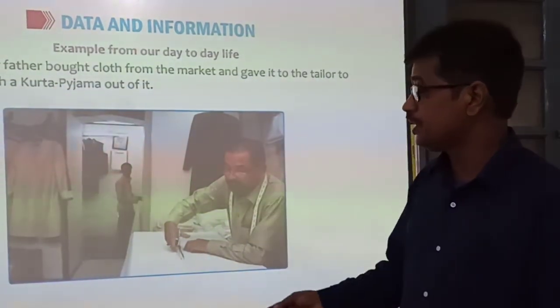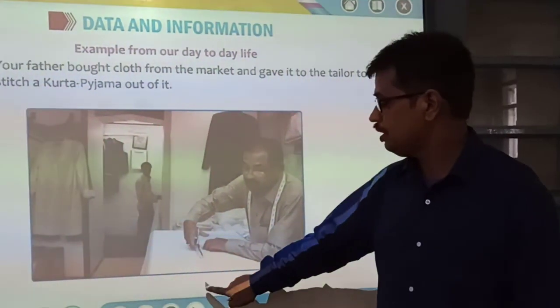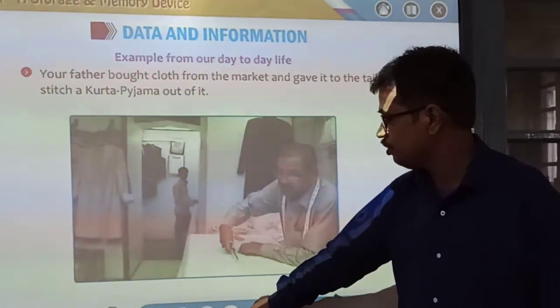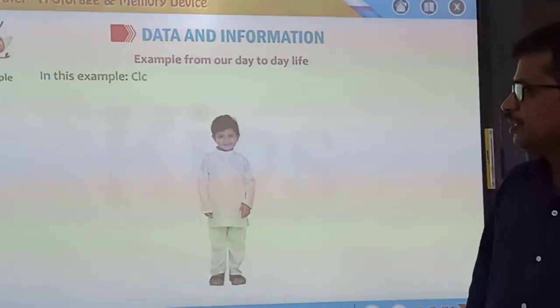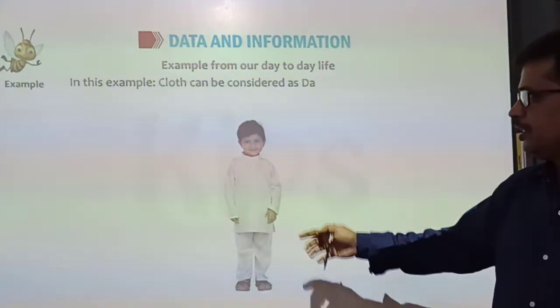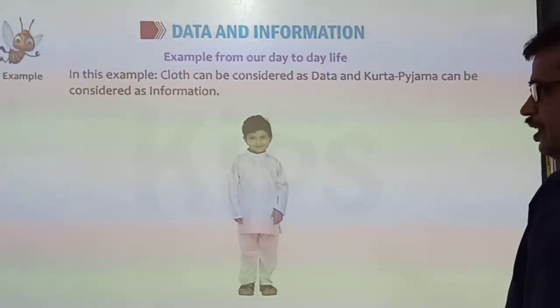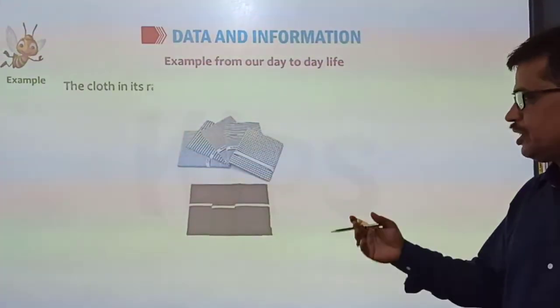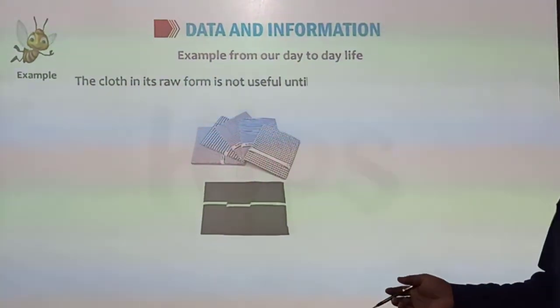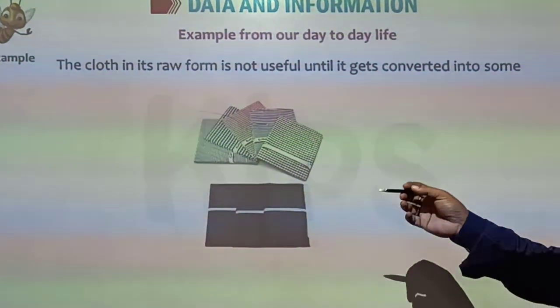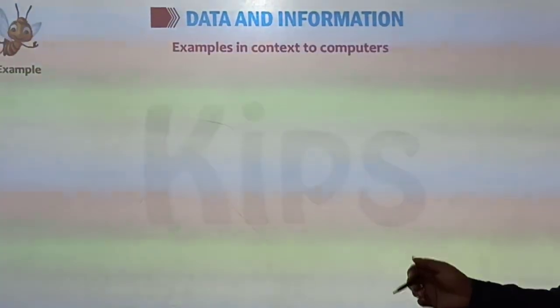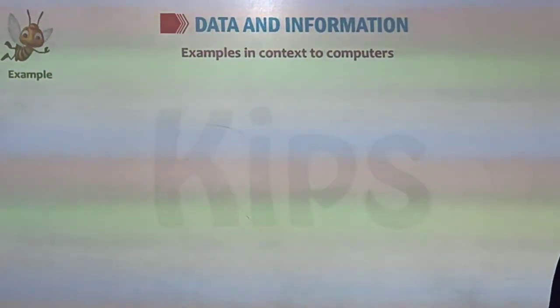A few more examples are given, so you go through them and you will be able to understand. We are not going to discuss those things. This is about that cloth only. The piece of cloth you get from the shop is called data, because it is useless until you stitch it. After stitching the cloth, when you make a dress, the dress is called information.